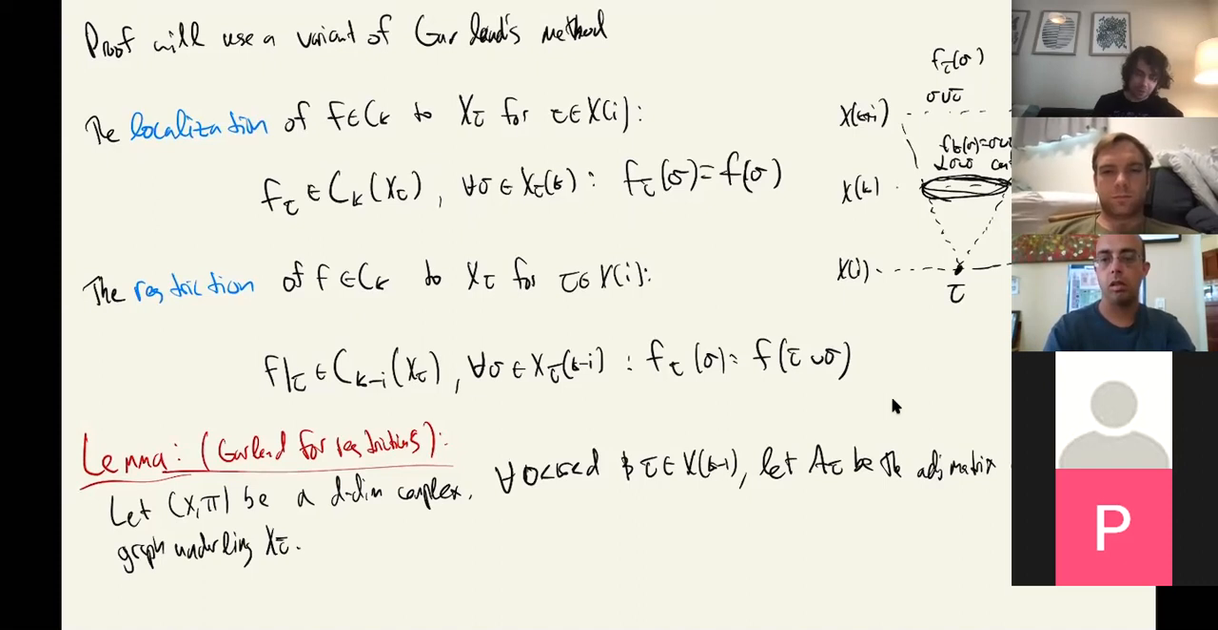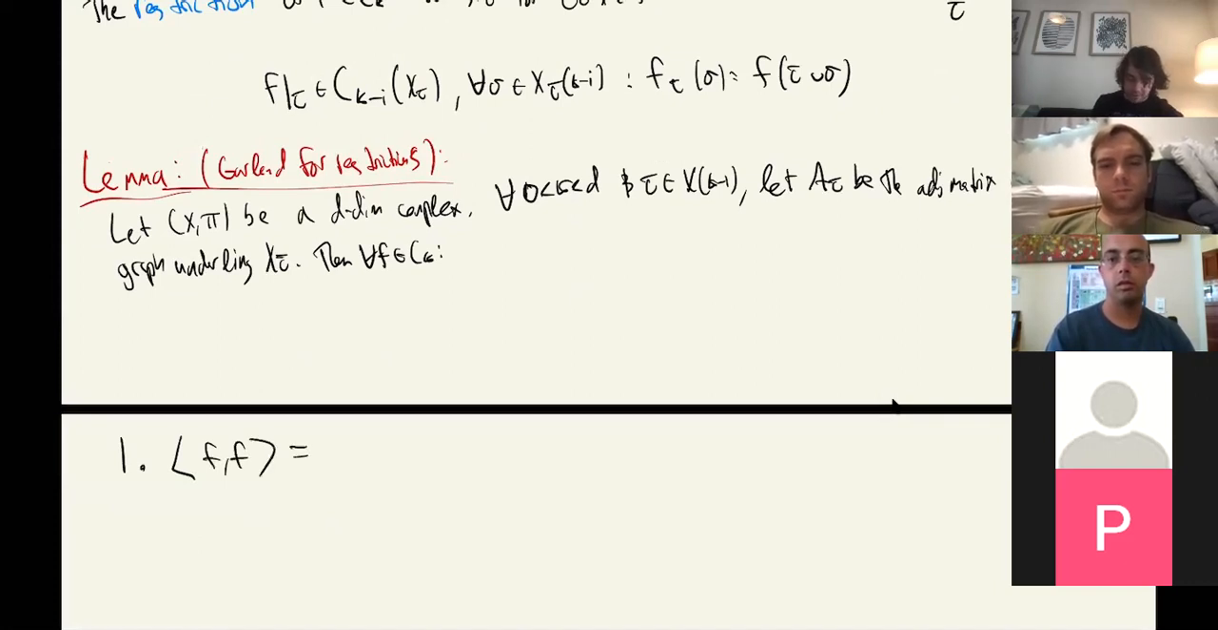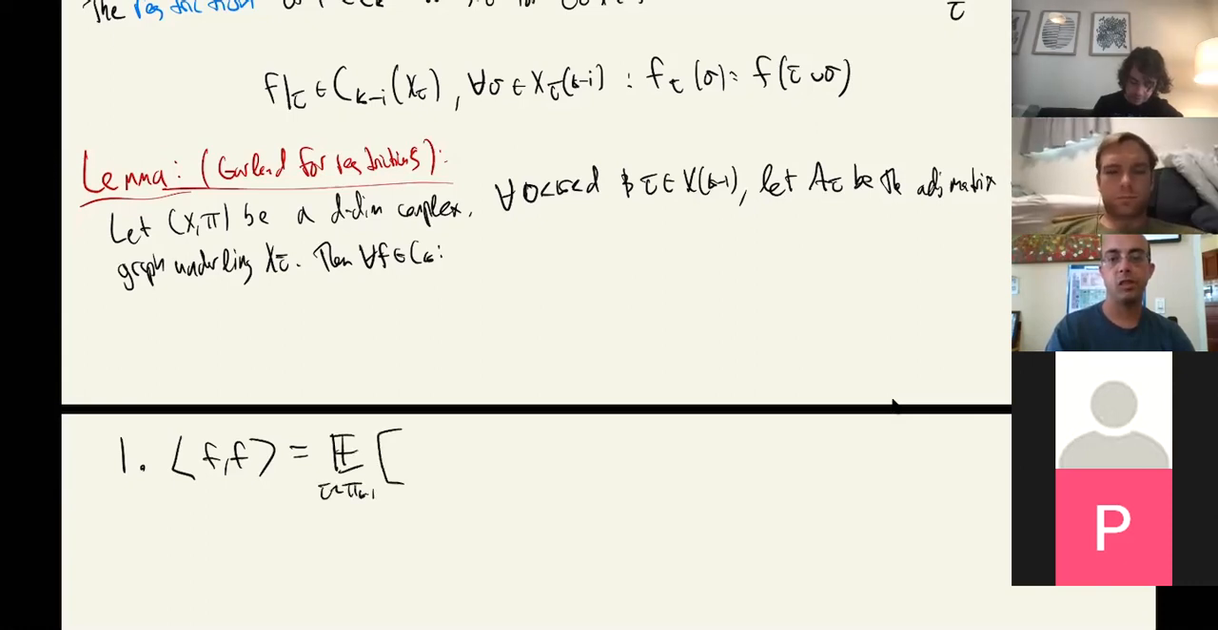I'll explain why we need these 3 in a second. It should be fairly obvious. So for all f in C^k, the 3 following hold, and I'm going to move to the next page here. 2 of these should be familiar from when we proved Garland's method for localizations in Oppenheim's theorem. We'll have a way of breaking down just the squared 2 norm of f. This will be equal to the expectation over tau drawn from pi_{k-1} of <f restricted to tau, f restricted to tau>. So it's the expected squared 2 norm over restrictions.